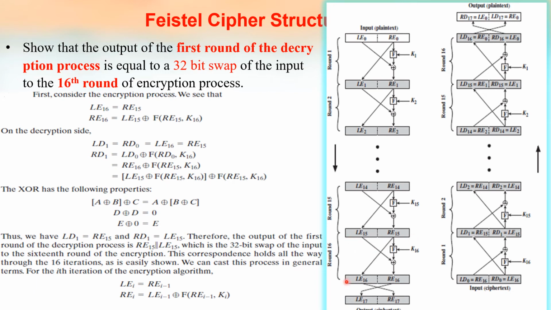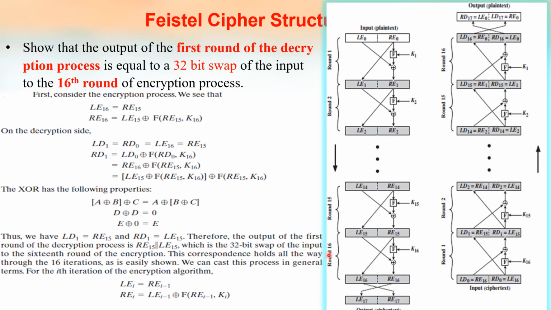This is the input to the 16th round. This is round 16, and LE15, RE15 is the input to the 16th round, and this is the output of the first round of decryption. These two things are same except that the two halves are interchanged. That we have to prove. So in order to prove this, that is written here, show that the output of the first round of the decryption process, that means this is the first round of decryption, output of that round means this, is equal to a 32-bit swap. If total 64 bits, one half is 32-bit. So 32-bit swap of the input to the 16th round of encryption.